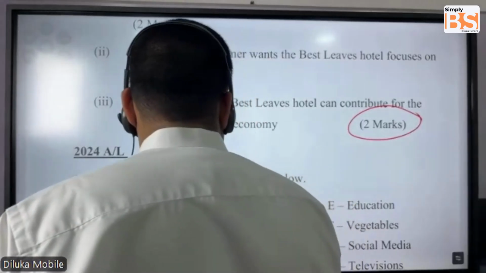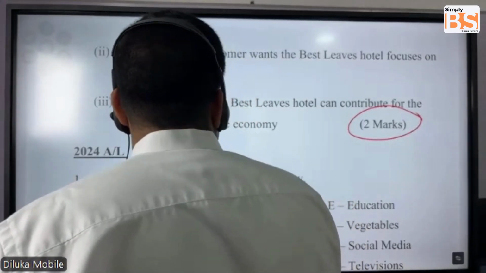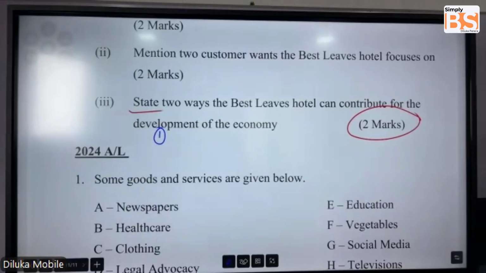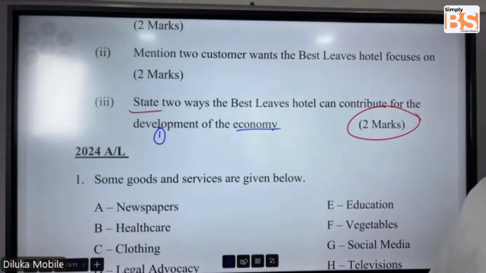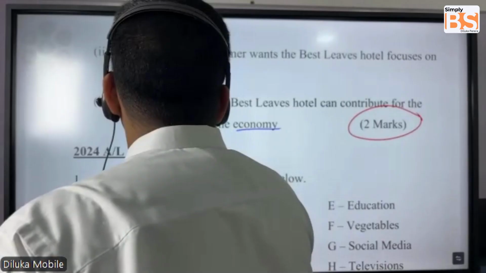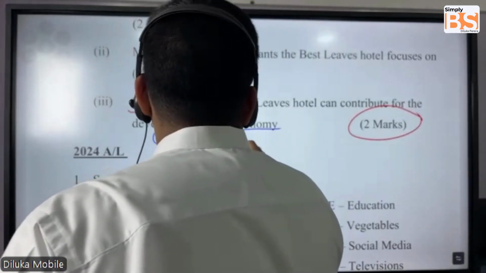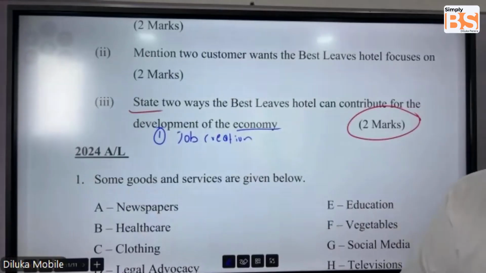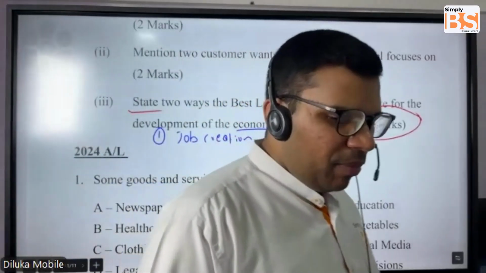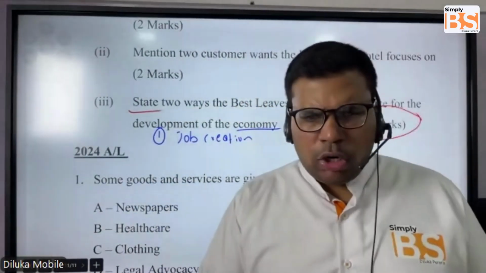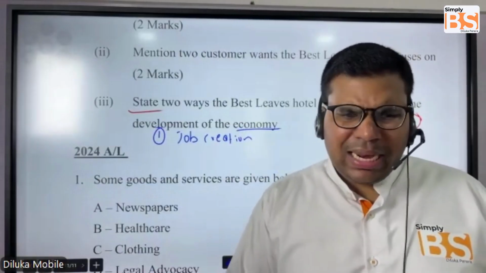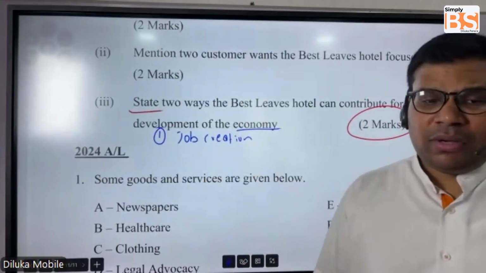The first answer point you can write, on how Best Leaves Hotel is contributing to the development of the economy: job creation, creating employment opportunities. In a hotel, you have lots of jobs coming into the market. It could be for front office, kitchen, or accommodation maintenance, whatever you name it, you create lots of jobs. Isn't it good for the economy?